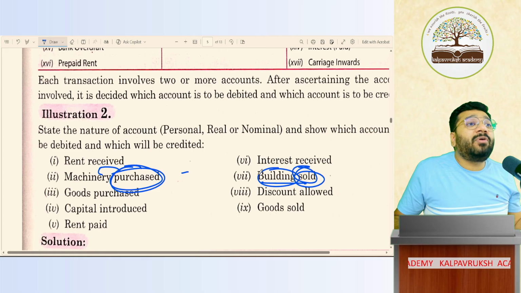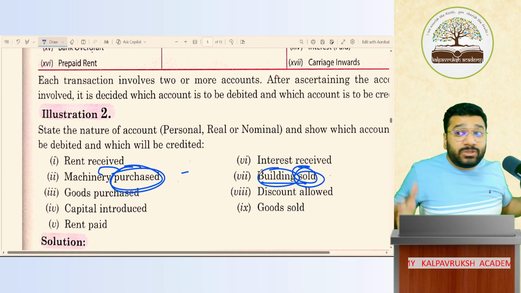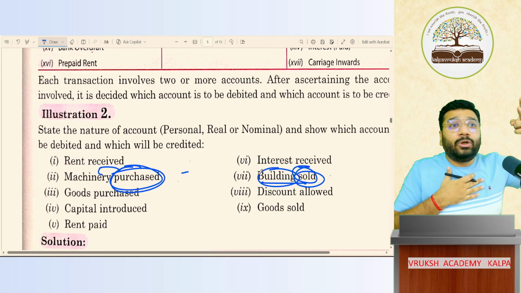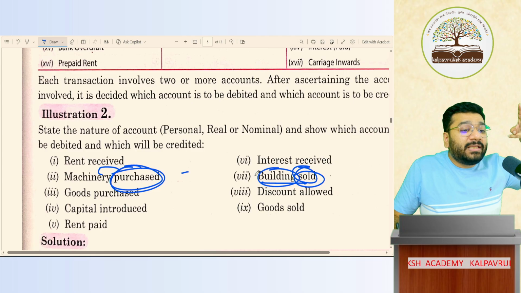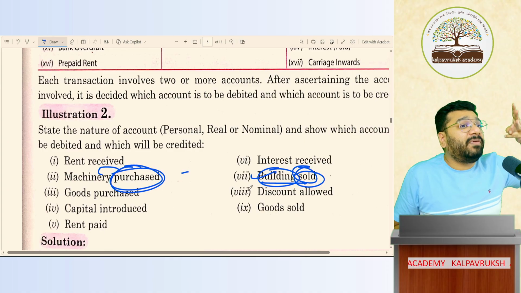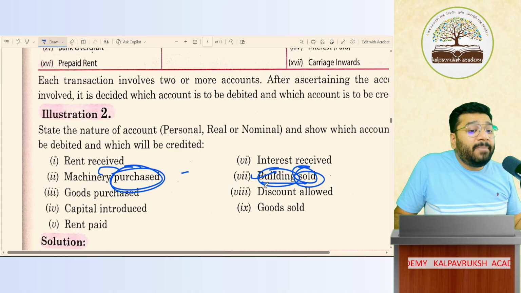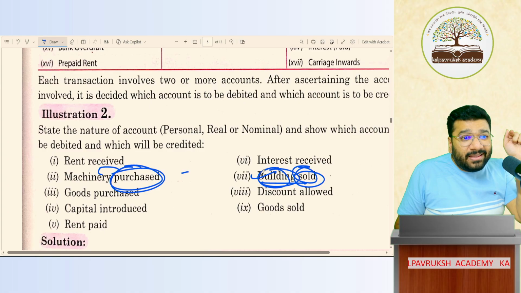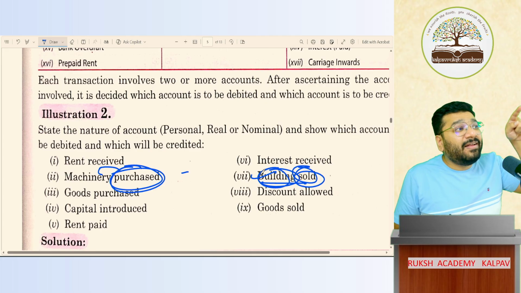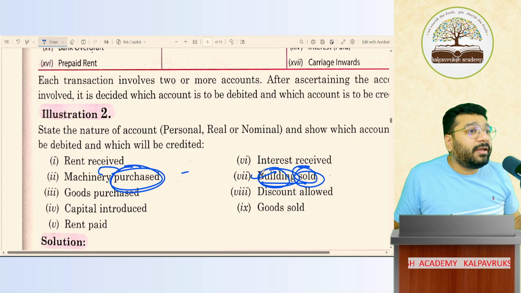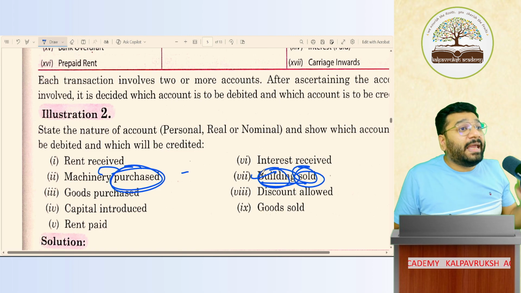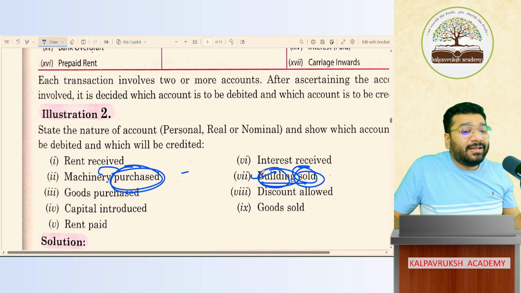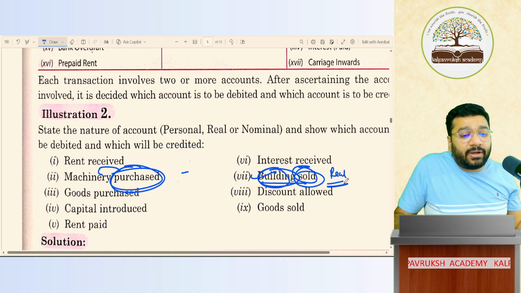Building is an asset. Why? Because building is a resource. I'll use the building to do business. Either I own it or control it. Third, using the building, I'll derive future economic benefit. Since all three conditions are satisfied, building is my asset. Got it, not got it? Can I touch a building? Yes. So it's a tangible fixed asset. Clear or not clear? All assets go to the real account except those five. Is building in those five? No. So asset is your real account.